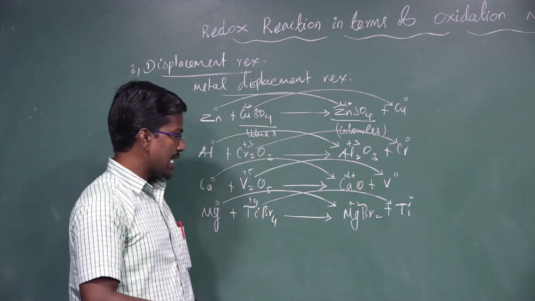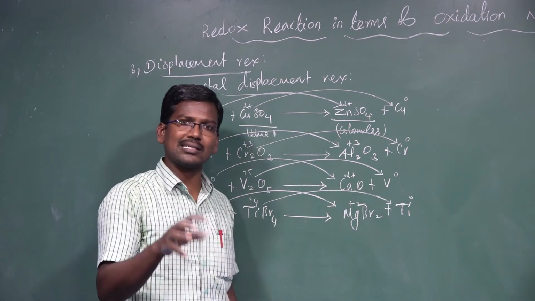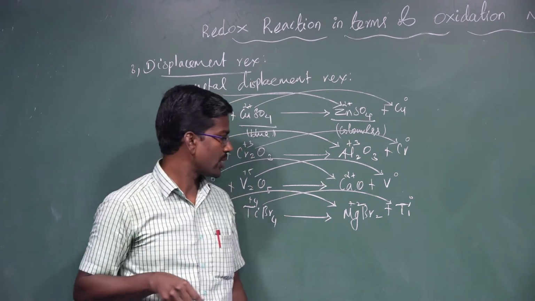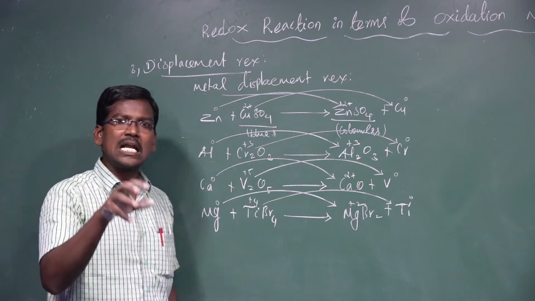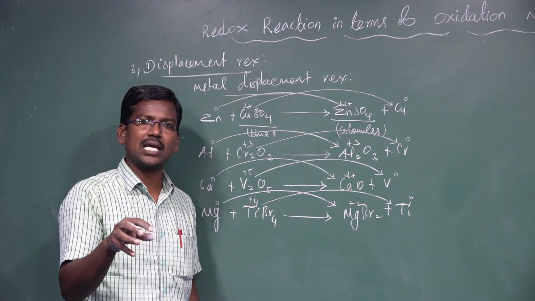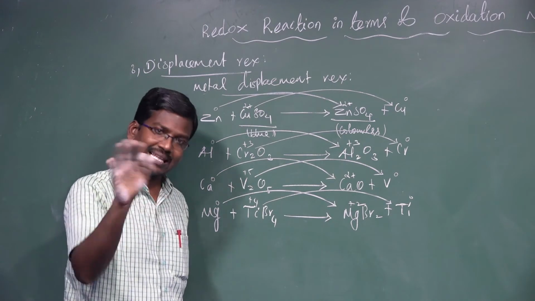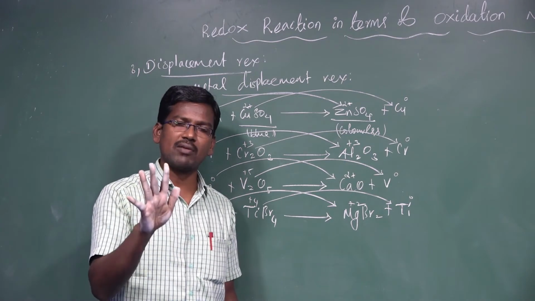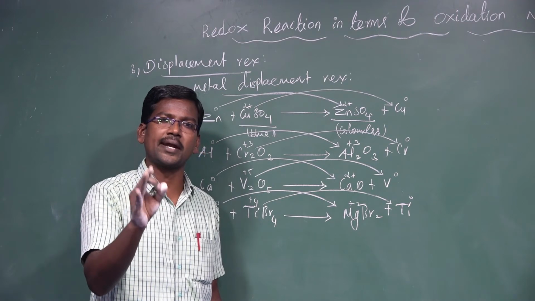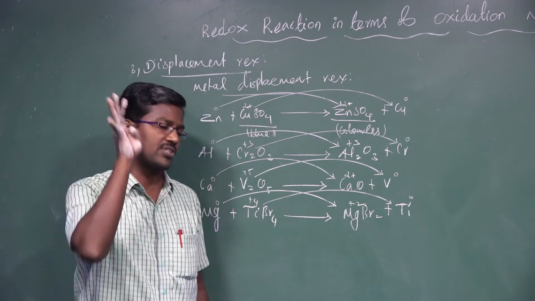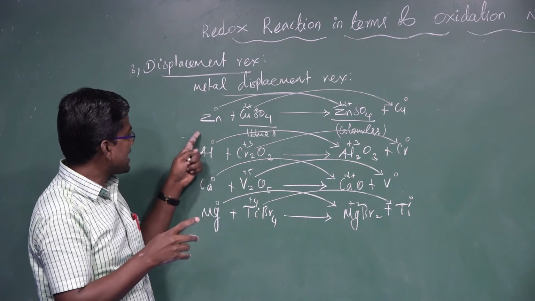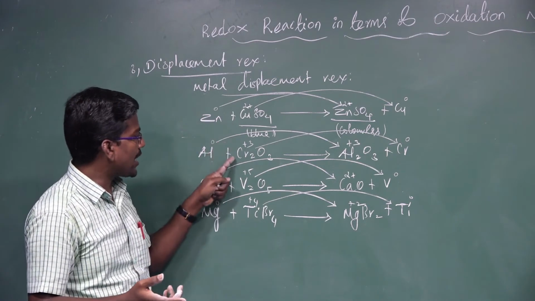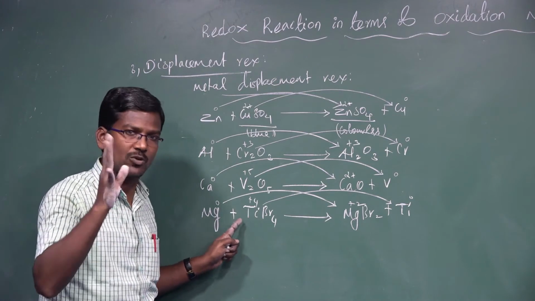So reduction as well as oxidation takes place simultaneously in a single reaction, known as a redox reaction. Here, a single metal element displaces another metal in a compound to form new compounds. In this, the process takes place based on the standard reduction potential or standard half cell. Zinc, aluminium, calcium, and magnesium are more reactive than copper, chromium, vanadium, and titanium respectively.